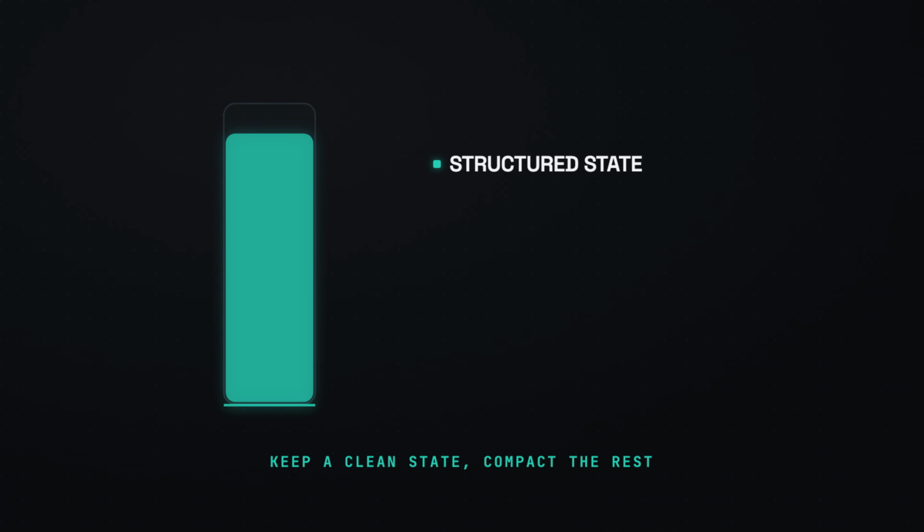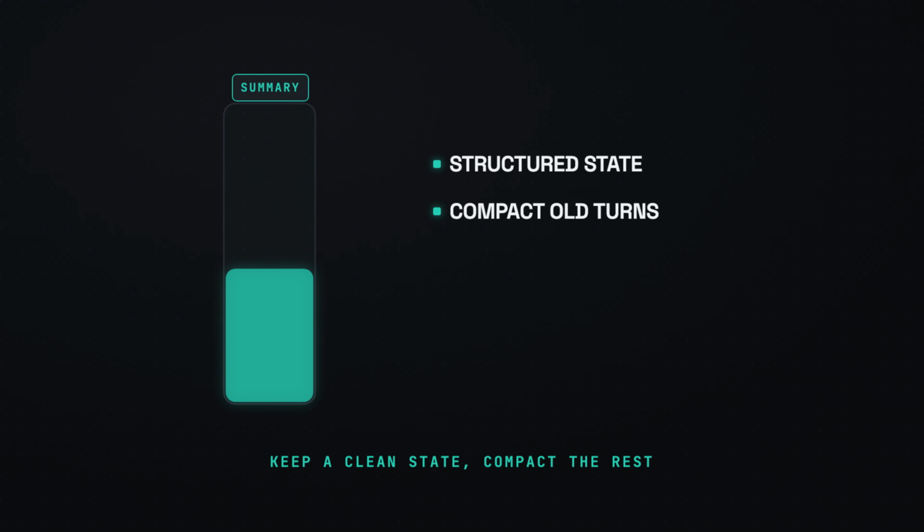The fix is context engineering. You stop dumping everything into the prompt. You keep a clean, structured state. You compact old turns into short summaries. You feed the model only what the current step actually needs. Claude Code does this for you when a session gets long. It compacts the history so the important stuff survives. That is the exact pattern you want inside your own agents.